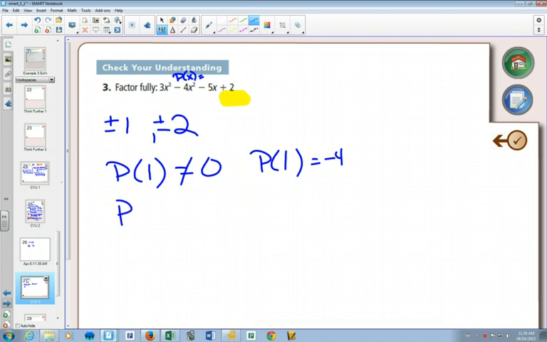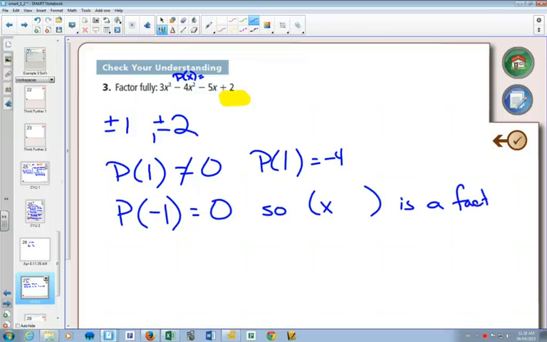Worst case scenario, we try them all, and the very last one is the one that finally works. Not going to be the case this time. Try negative 1. Negative 1, we're going to get negative 3 minus 4, negative 7 plus 5 plus 2 equals 0. And that means, so x, I'm going to leave it blank here for a second. Is it x plus 1 or x minus 1 as a factor? X plus 1 is a factor.